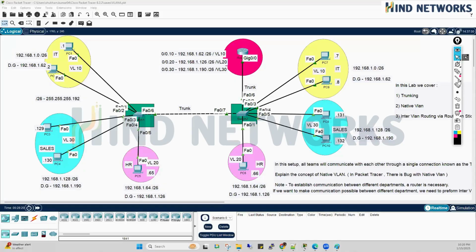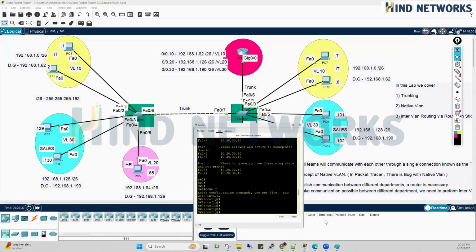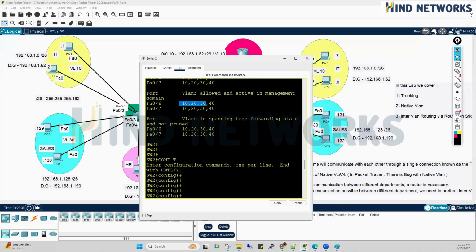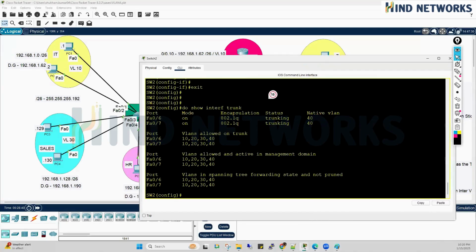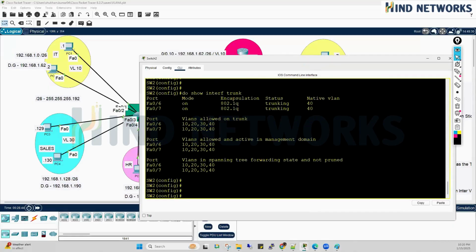Getting my point? For example, in this lab, what are the VLANs we are using? Here VLAN 10, VLAN 30, 20, and maybe 40. So only 4 VLANs here we are using. So we do not need to allow every VLAN. We need to allow only VLAN 10, 20, 30 and 40. See here, 10, 20, 30, 40 is allowed here in my case. But again, you will ask, sir, how can we allow?